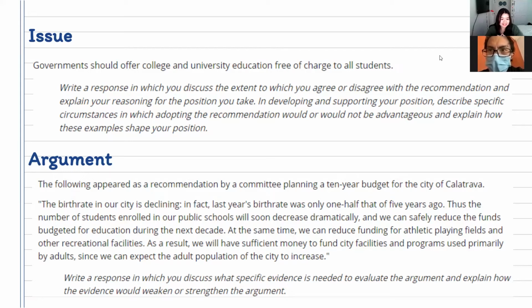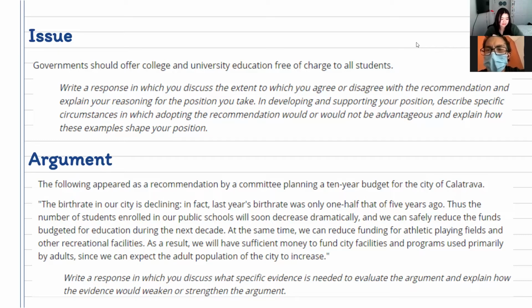And then there's the argument essay, which is a little different. Usually for the argument essay, they'll give you some background on the prompt. So in this case, it's a 10-year budget planning committee for a city, right? And then they give you what they're saying, which is that the birth rate's declining. So because the birth rate's declining, there'll be fewer students in school, so they can put their money towards other things. And then the prompt tells you to discuss what specific evidence is needed. All the prompts will vary slightly, but I think they're all usually like this for the argument essay when I looked over the pool.